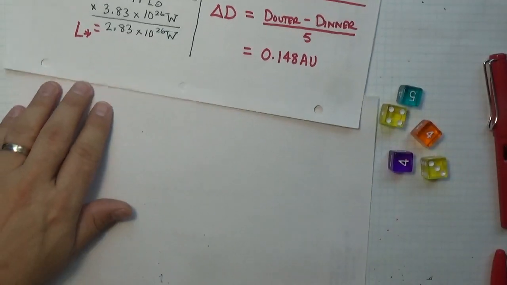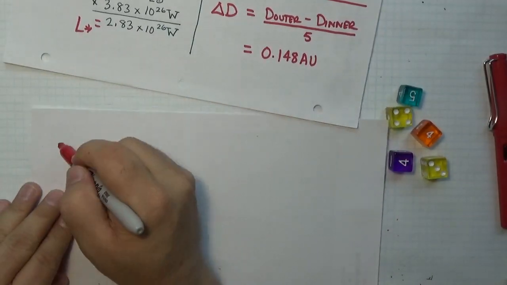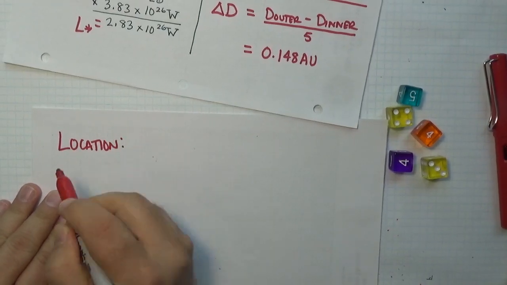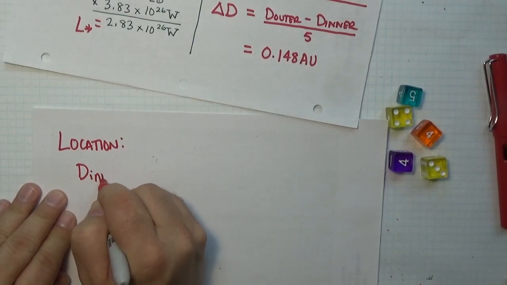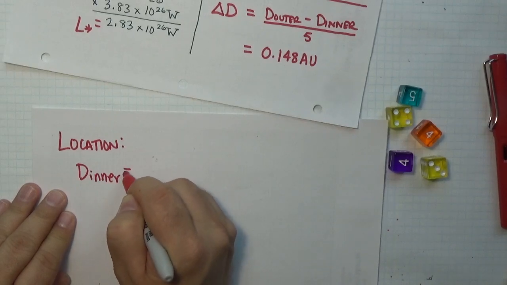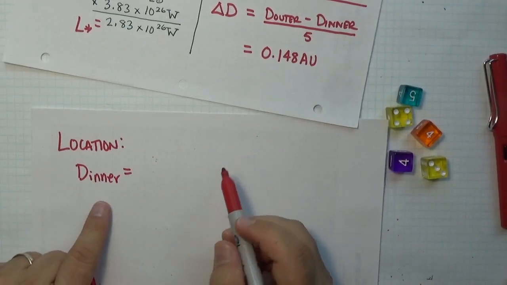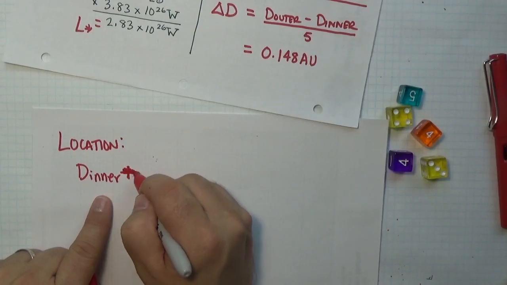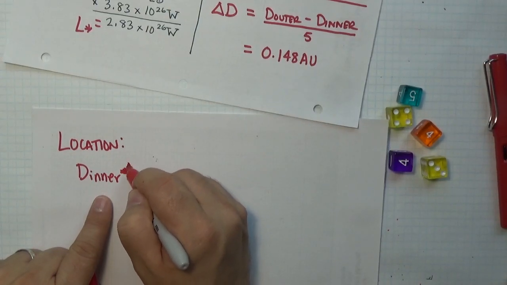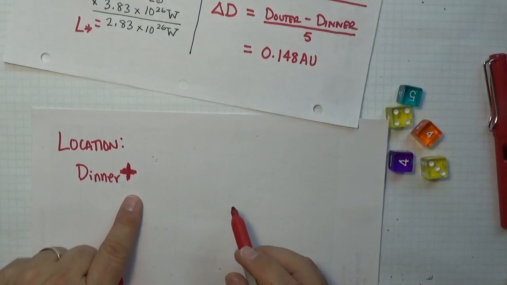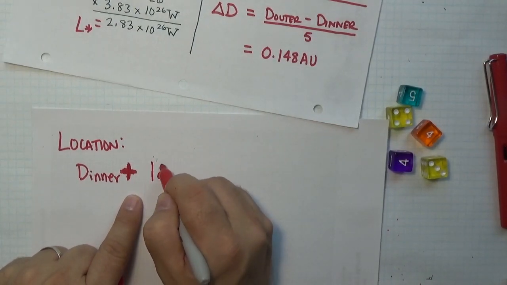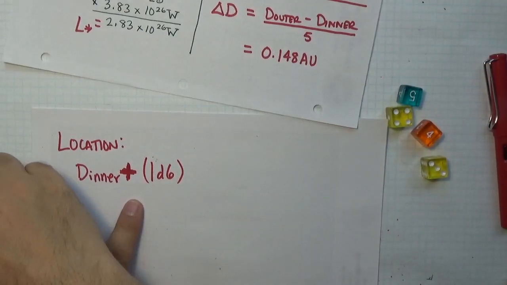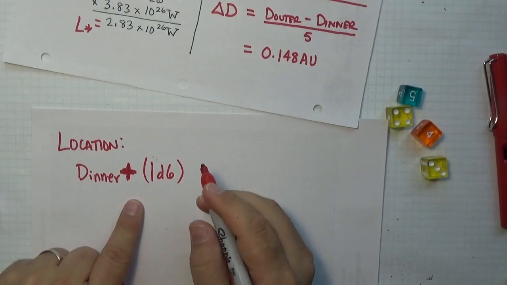So for the location of the planet, it's D inner. We want to put our planet in the habitable zone. So it's going to be D inner plus, sorry, I wrote an equal sign there. Not doing so well on the video today, am I, class? Plus 1d6. That's my random roll. Minus 1.